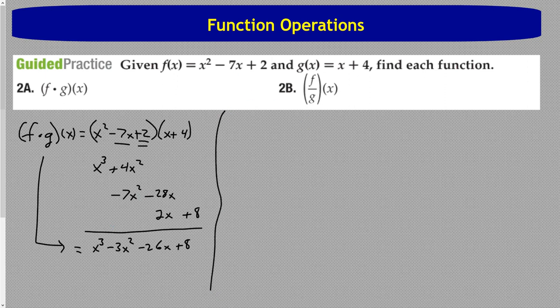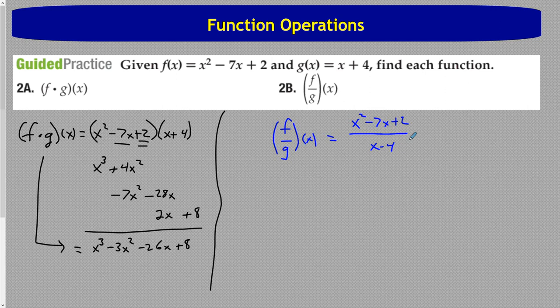All right, let's do the division. F divided by g of x means I'm going to take my entire expression, or my entire equation f, and divide it by my entire equation g. So x squared minus 7x plus 2 divided by x minus 4.